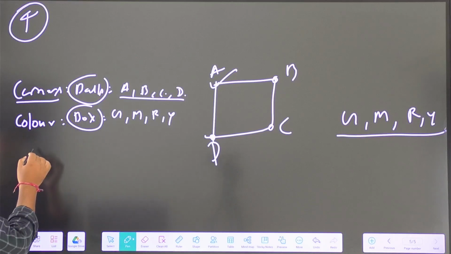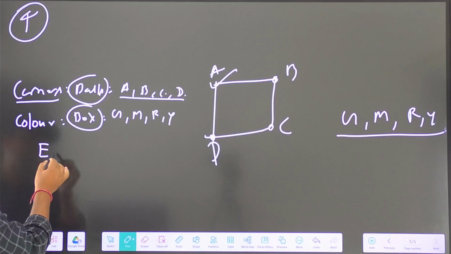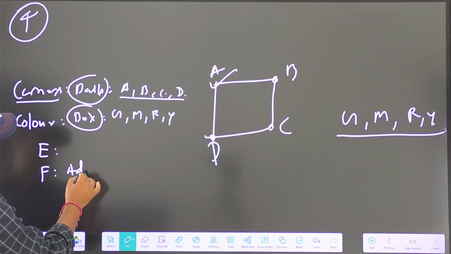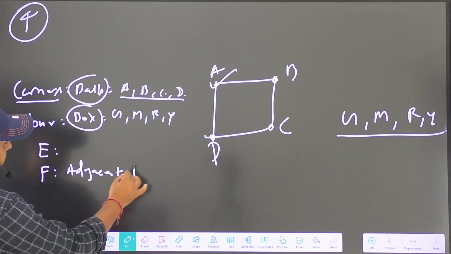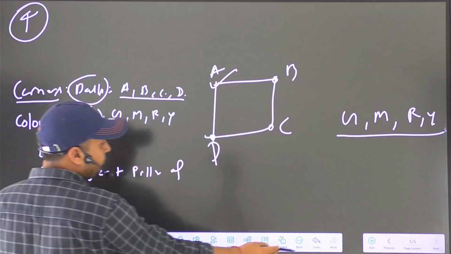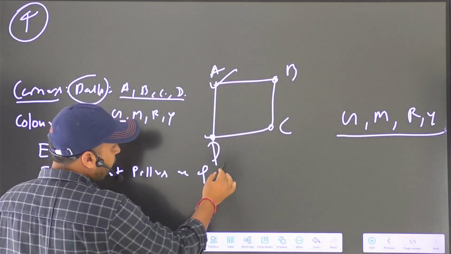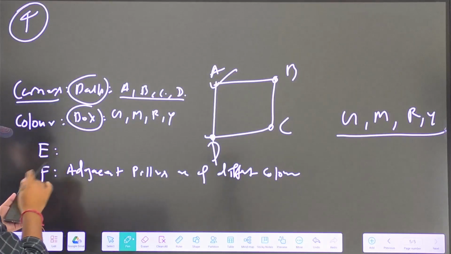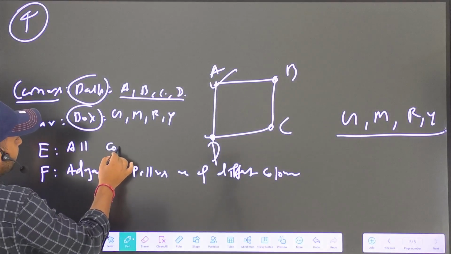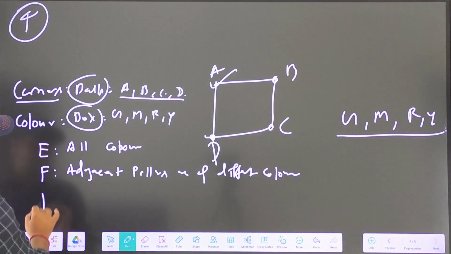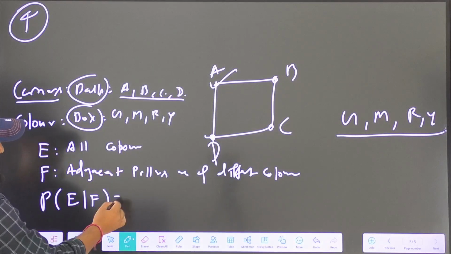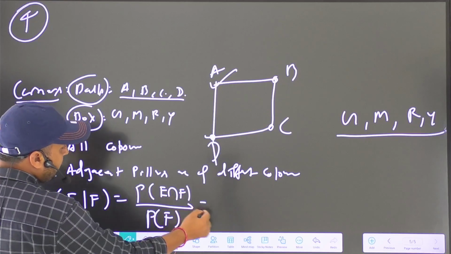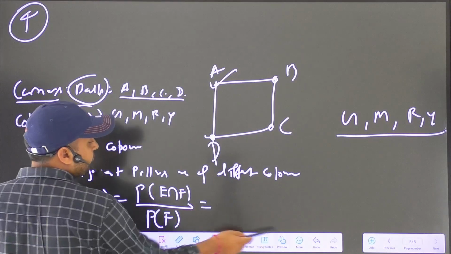So there are two events. Let's say event F is that adjacent pillars are different colors, as they have given, and E is that all colors are used. So the probability of E given F is the probability of E intersection F upon the probability of F. They are asking you this.